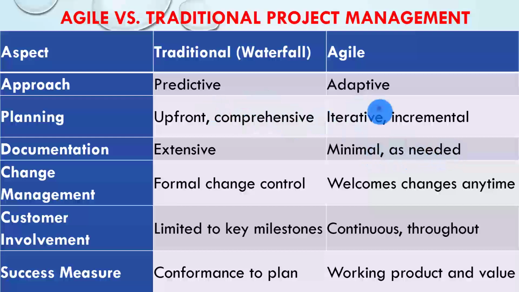So still planning is there, and documentation is there, but less and done in a different way. Change management here is formal change control, and even configuration control goes the same, but here we welcome changes at any time. Customer involvement is limited to key milestones, especially in the beginning, but in Agile it is continuous throughout the project lifecycle. Conforming to plan is the success measure for traditional project management. Here working product and value is the gauge, which is a deliverable, final or some sort of a deliverable.